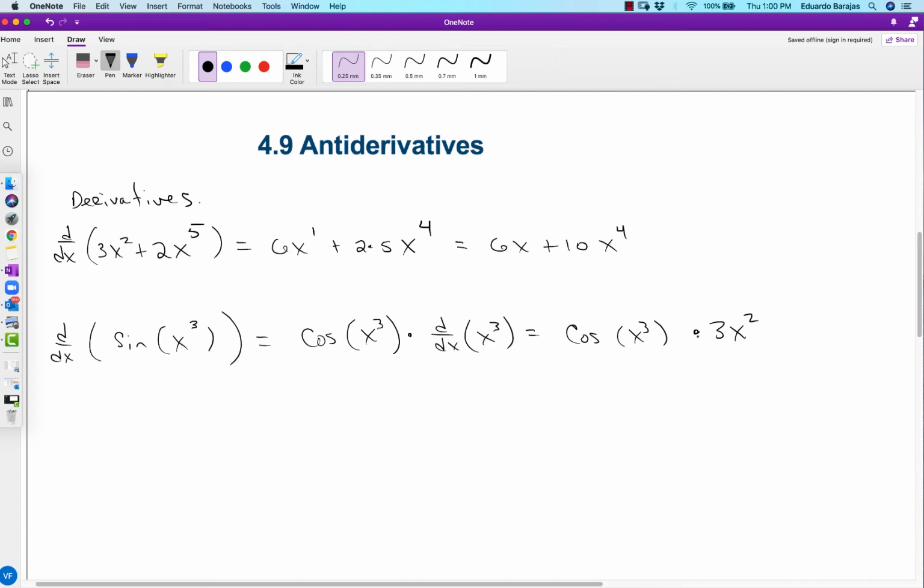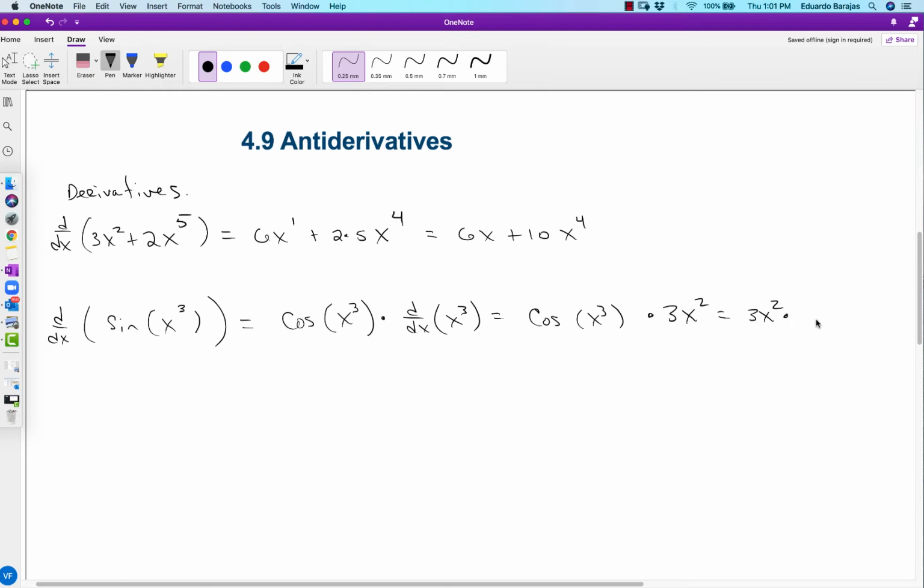I wouldn't want people to confuse this, right? So this 3x squared is not inside the argument of cosine. So typically we like to switch it around and put it out in front. So this is equal to 3x squared times cosine x cubed. Okay, let's do one more.